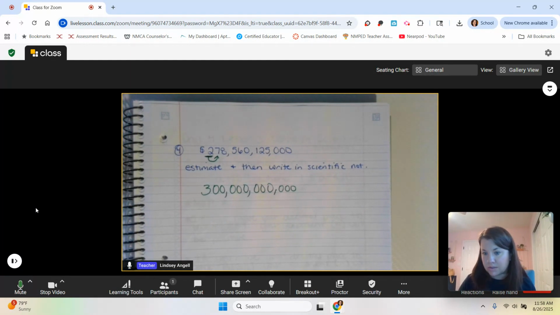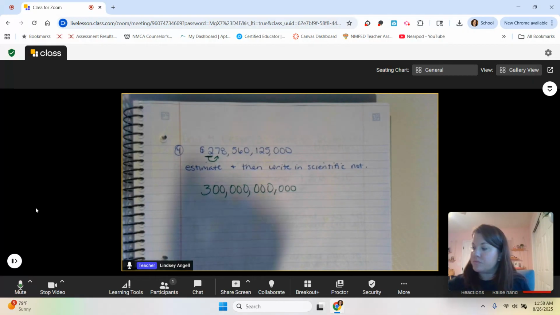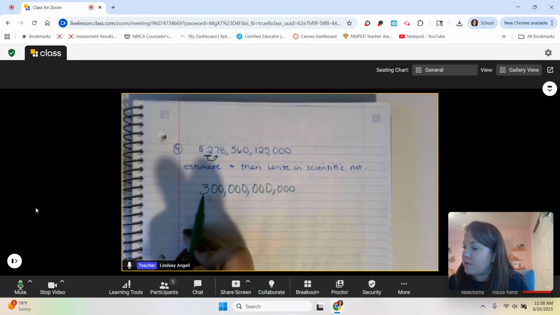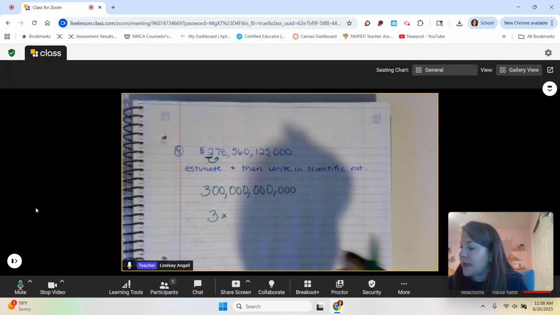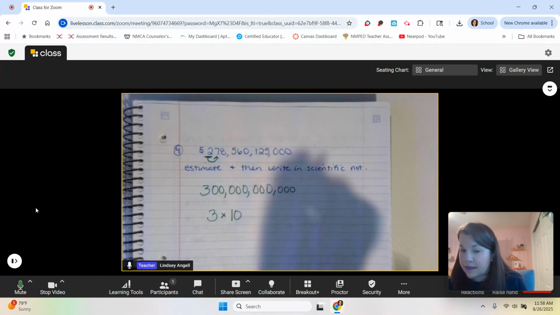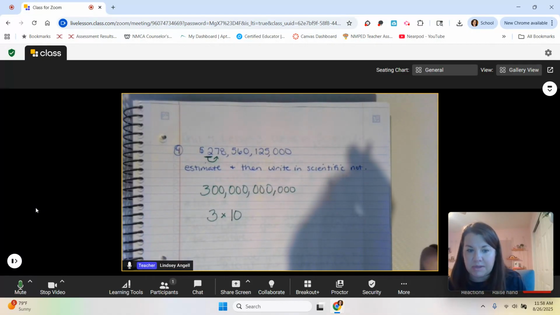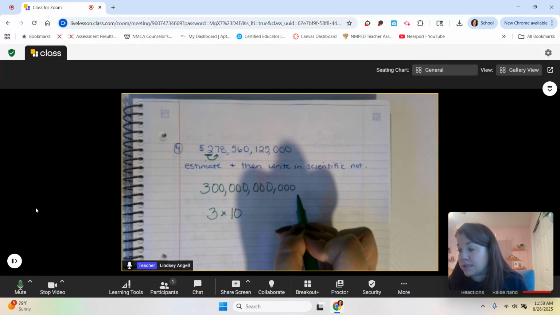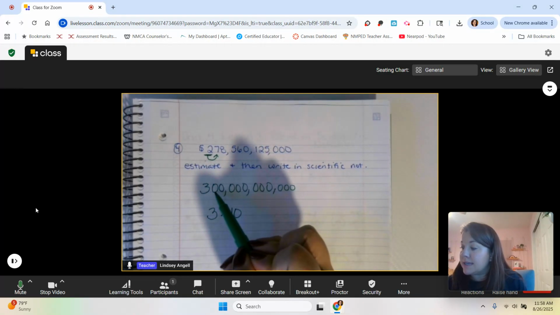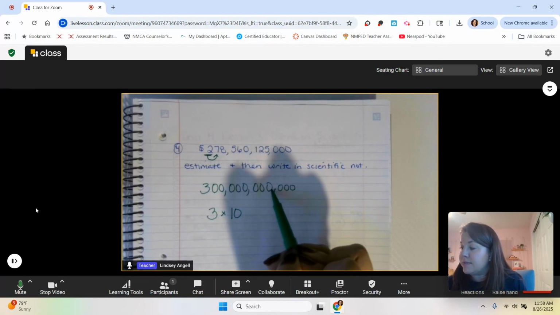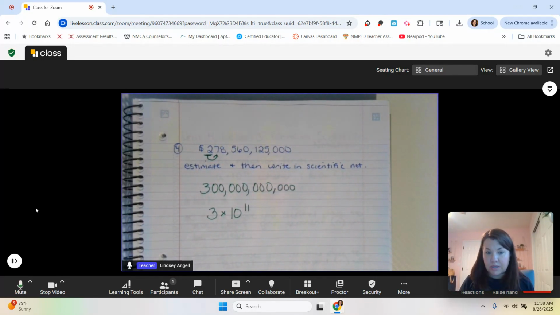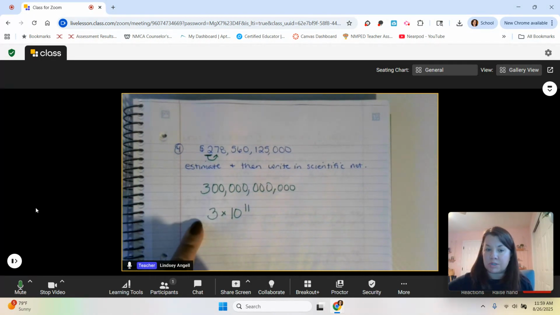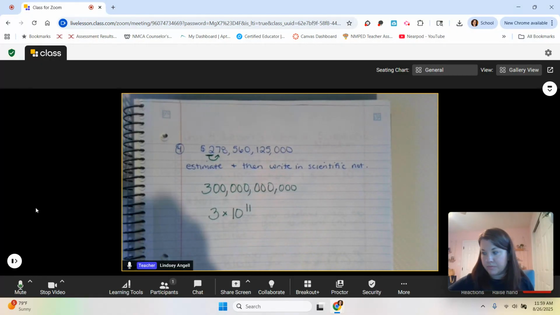All right? That's an estimate. But now what I want to do is write it in scientific notation. So to figure that out, remember we're going to take that 3 and multiply it by a power of 10. And that's just based on how many zeros there are. Or we could also consider it like moving our place value. In this case, we have 1, 2, 3, 4, 5, 6, 7, 8, 9, 10, 11 zeros. So these are the exact same number, just written in 2 different forms. So 3 times 10 to the 11th power would be your final answer.